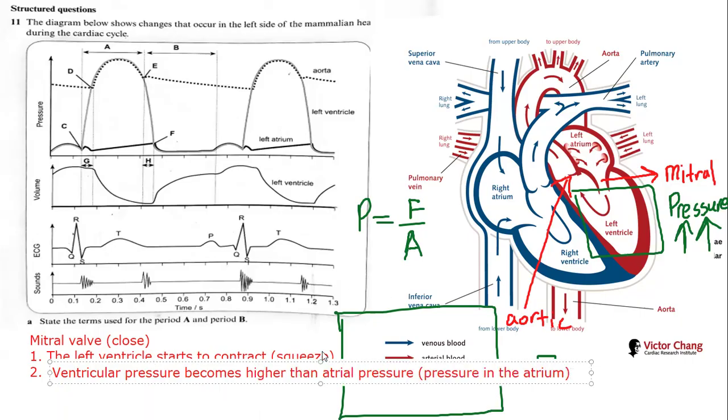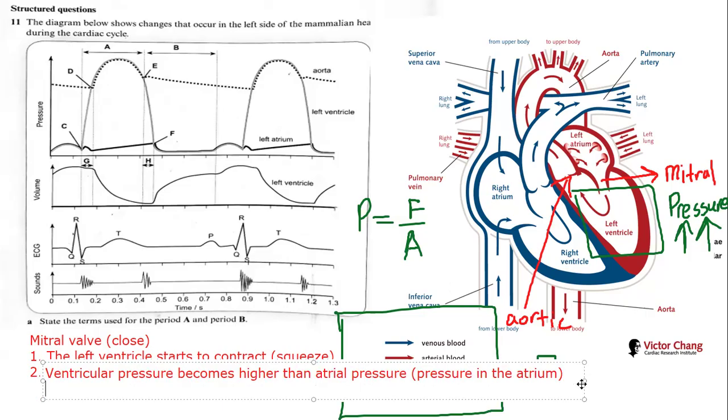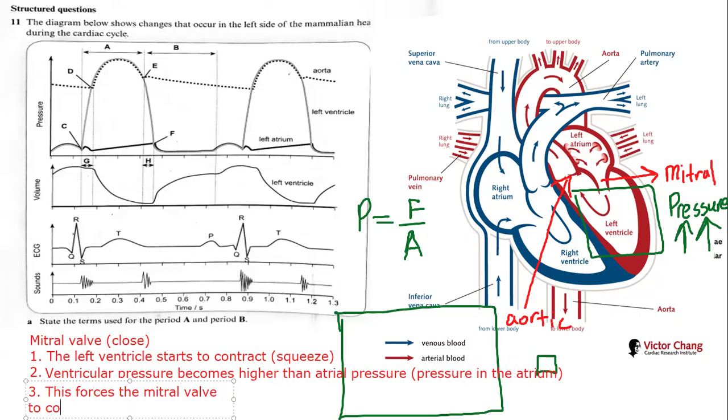So what is that going to cause? That's going to cause the valve to close. Very good. So number 3: this forces the mitral valve to close, because it's like a door.